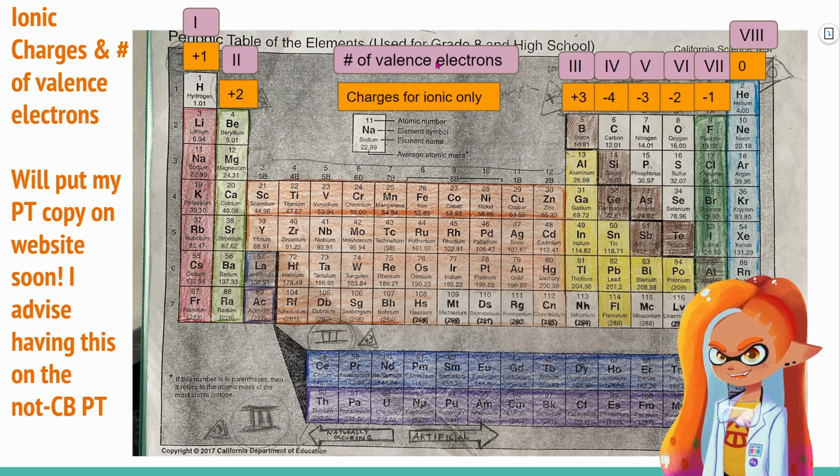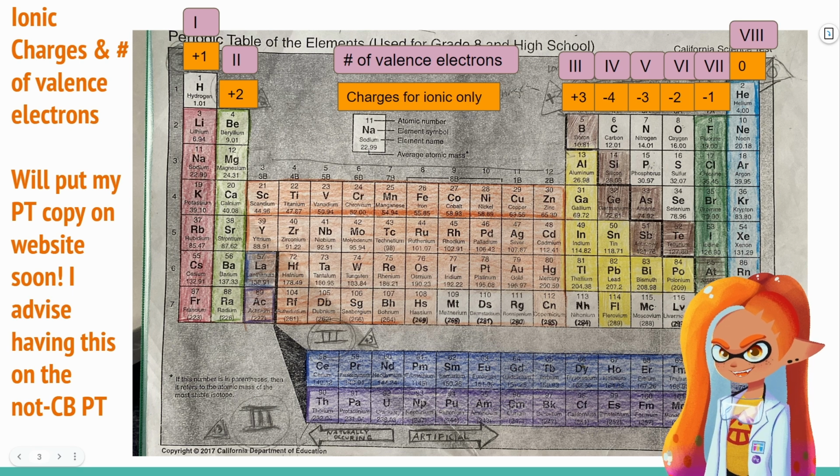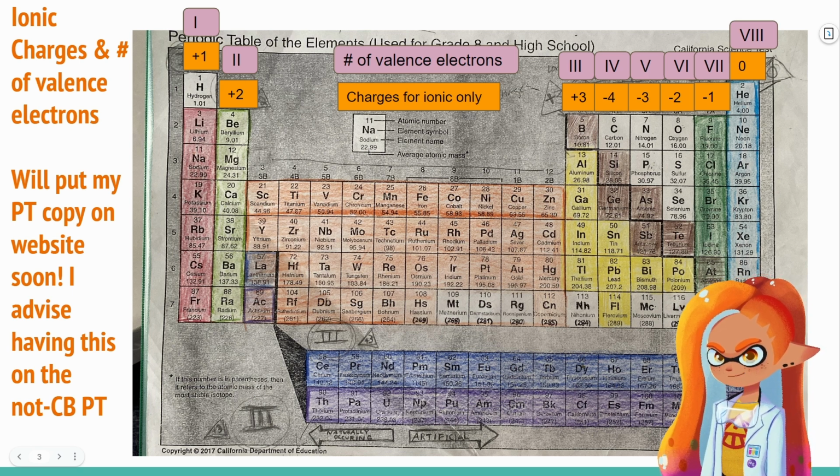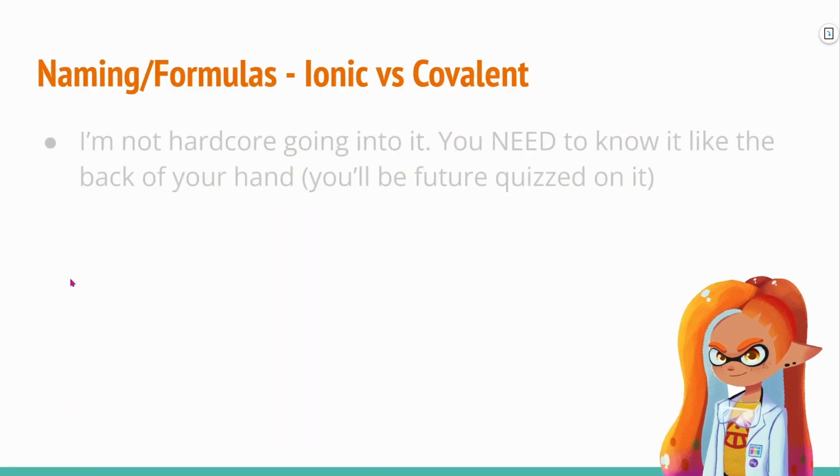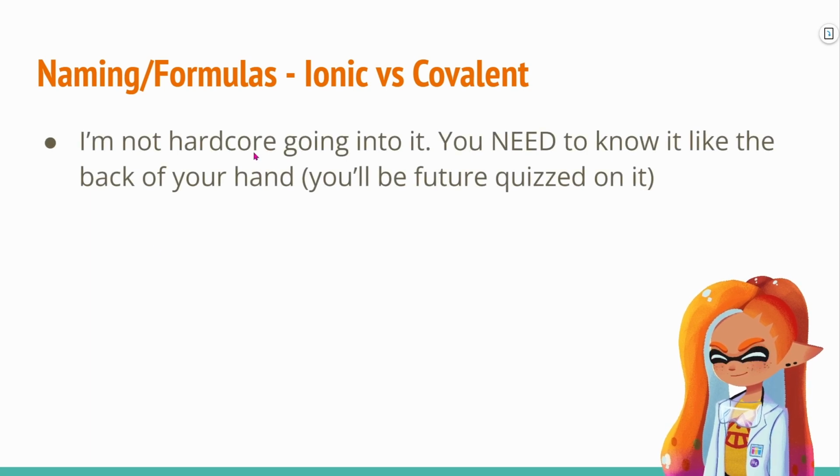Cool. Now, if you don't remember what valence electrons are, we'll go over it again when it becomes relevant, so don't even trip about it. Just for now, write it on your periodic table that it's 1 through 8, ignoring the transitions. So, I'm not going hardcore over this.